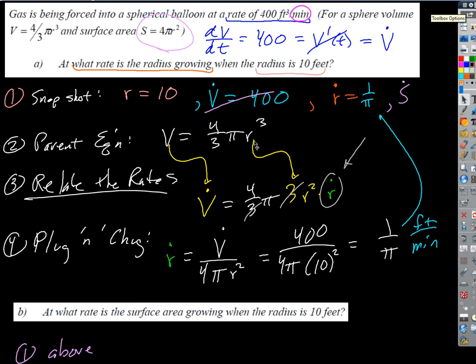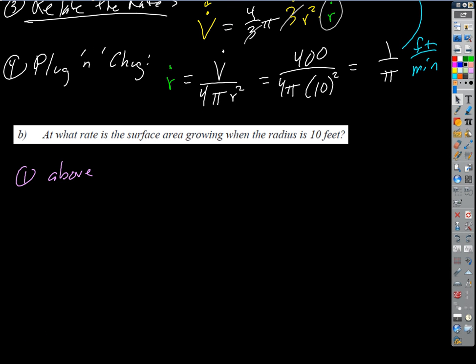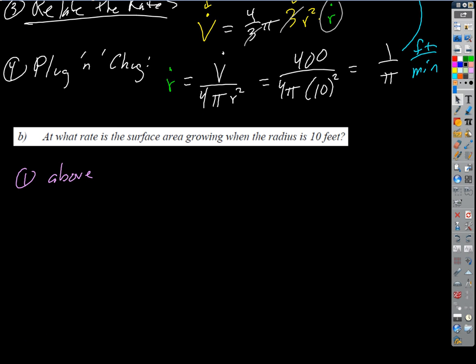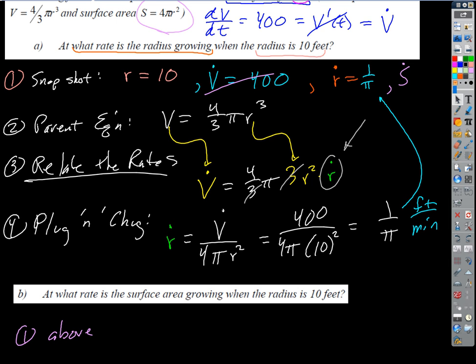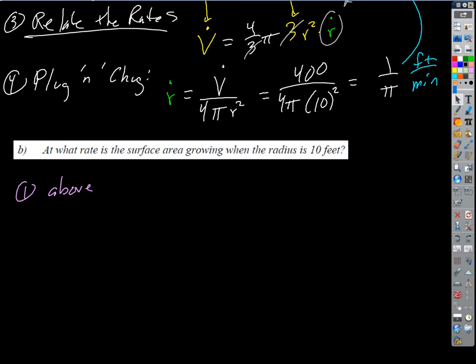So moving on down to part B, just because I want to get through a couple examples. And if you have questions, come in and see me, and we'll take this piece by piece, right? At what rate is the surface area growing when S is 10? So we already have our snapshot values. What's our parent equation going to be, our static equation? Well, it's just the surface area equation this time. S equals 4 pi r squared, right? So step 2 is just going to look like that.